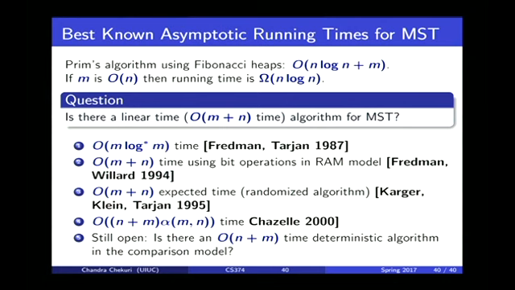And people have killed themselves over this, right? Long ago, in 1987, you can get m log star m. Okay, what is log star m? The number of logs you need to take before the number becomes a constant, basically 2. It's really tiny. For practical purposes, log star m is constant, right? But it is still not theoretically linear.